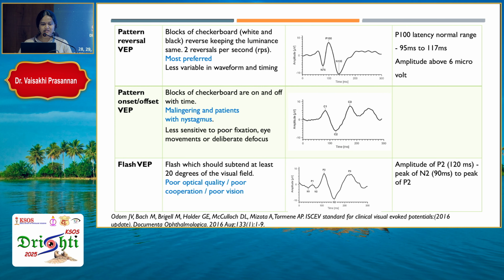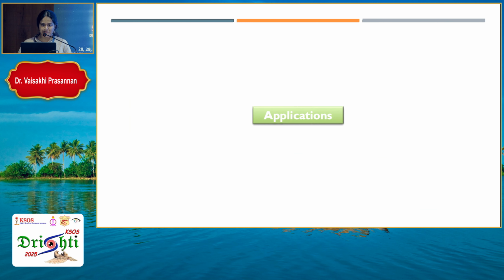A pattern reversal VEP is most preferred because it gives a less variable waveform and timing. Pattern onset offset VEP is used in case of malingering and in patients with nystagmus because it's less sensitive to poor fixation, eye movement or deliberate defocus. In case of poor vision or poor cooperation, we use a flash VEP.